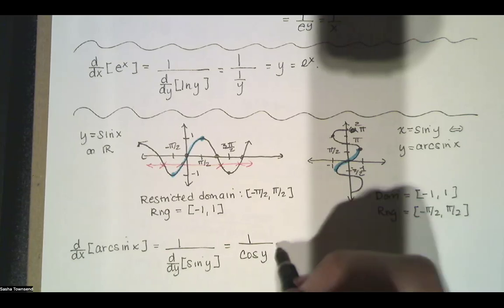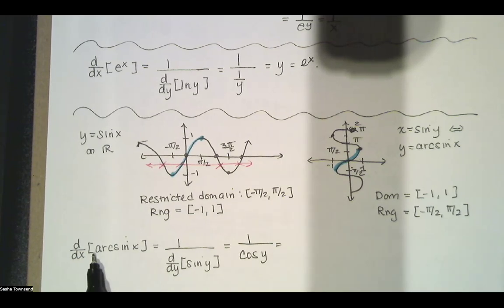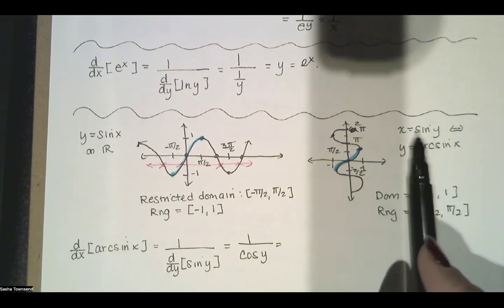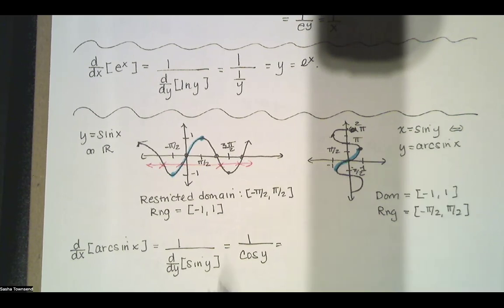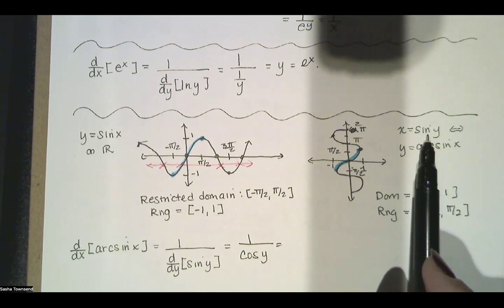Okay, well, what's cosine of y? I'd like to write my final answer in terms of arc sine of x, or in terms of x, because I'm taking the derivative with respect to x of arc sine of x. And my x value is actually sine of y, because these two equations are equivalent to each other. So rather than having this cosine of y in the denominator, I would really like to have a sine of y in the denominator instead.